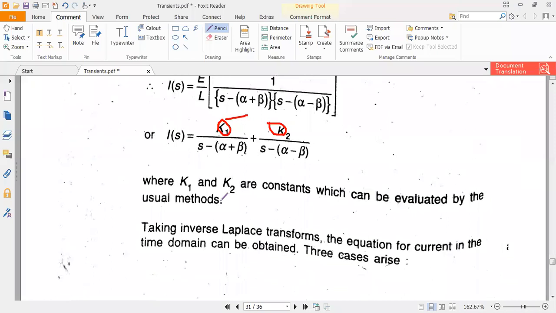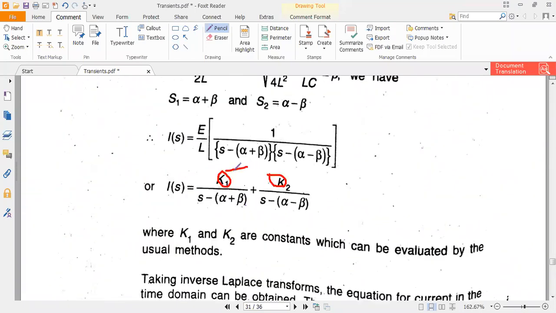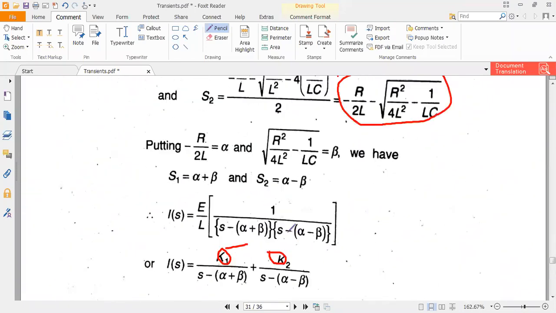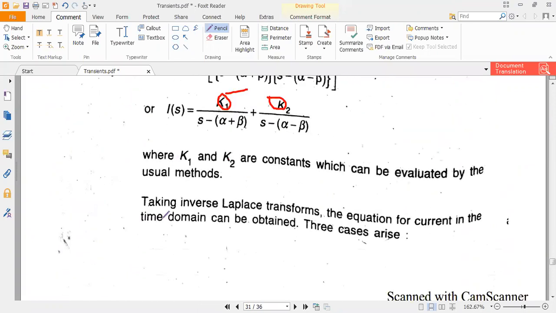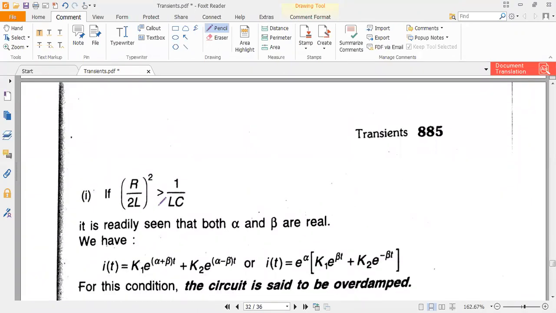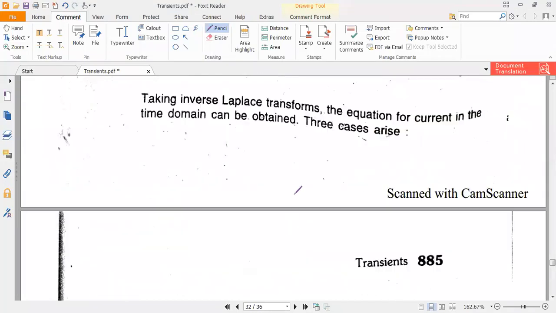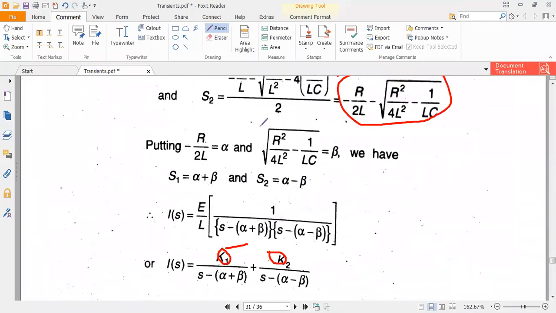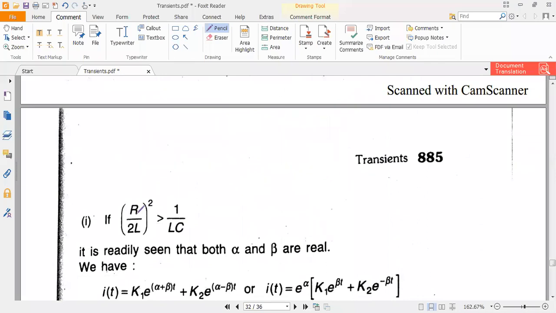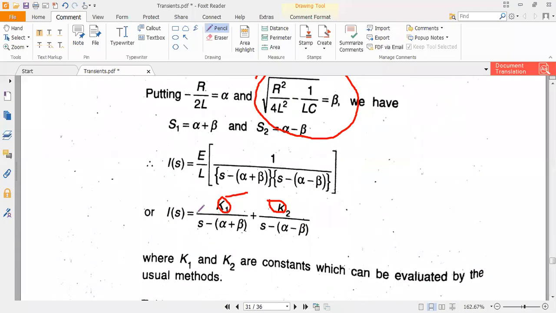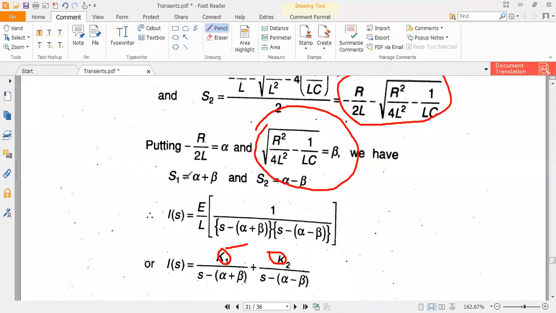Okay, so then next case, actually these are the three cases. There will be three cases based on the alpha and beta value. So the first case, let me consider alpha and the beta value, the beta having two terms. One is r square by 4l square and another one is 1 by lc. Because actually these s1 and s2 roots depend on this beta value.